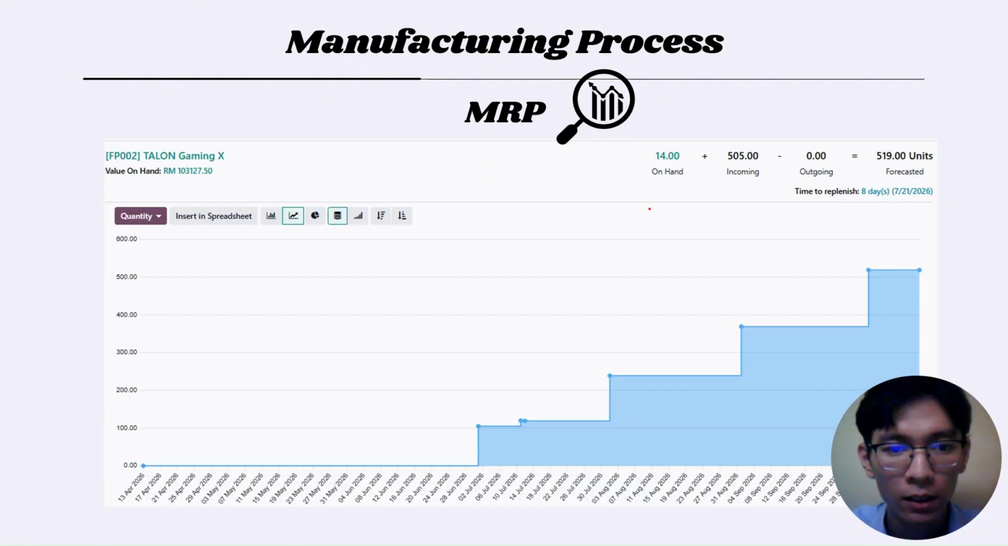So for MRP, for this product, Gaming Talent, you see 15 units on hand, 505 units incoming, and 0 units outgoing, and the total of 519 units is forecasted. So it gives real-time visibility into inventory level. It predicts the future stock availability. It helps prevent stock shortage and overstocking, and it supports better production scheduling and purchasing decisions. It ensures that customer demand can be fulfilled efficiently.